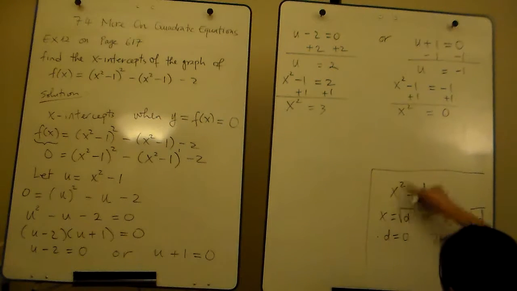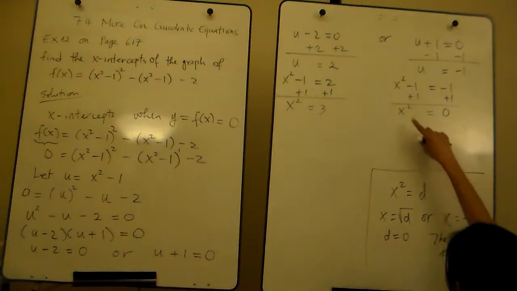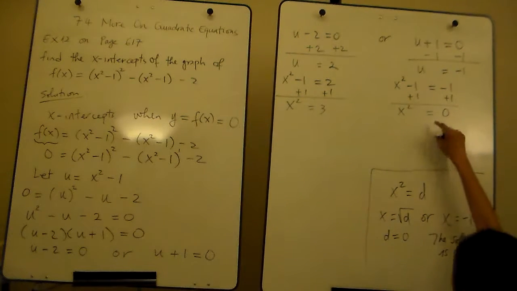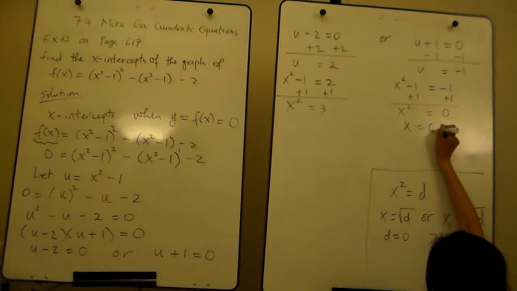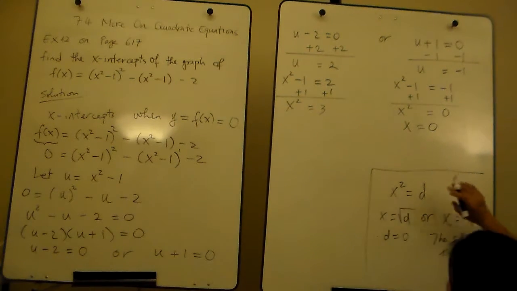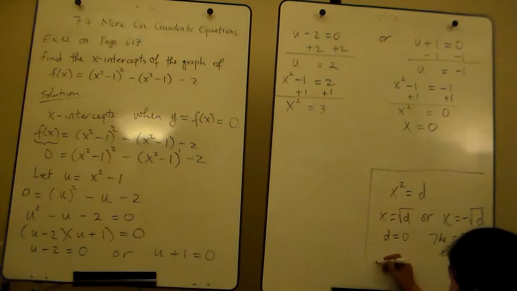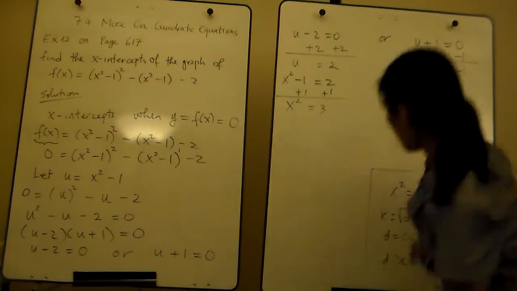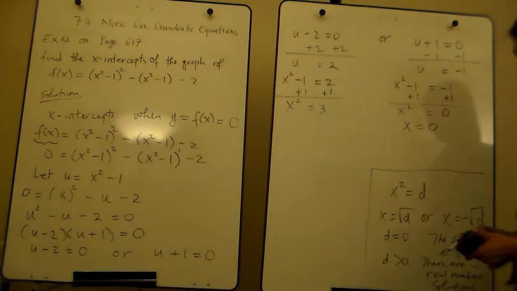Do you see how it's related? x squared equals d, x squared equals 0. When d equals 0, the solution is 0. So you know that x is equal to 0. For this case, you can use the principle of 0. In the case that d is positive, there are two real number solutions. So make sure you review the principle of square roots.